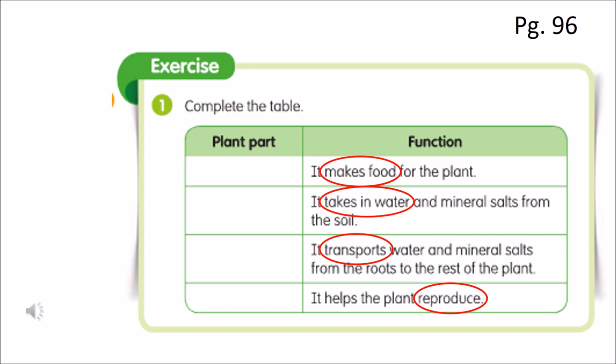Here are the answers for number 1. The leaves make food for the plant. The roots take in the water and the minerals. The stem transports the water and the minerals up and down the stem to the rest of the plant. And the flower helps the plant reproduce or make new little copies of itself.